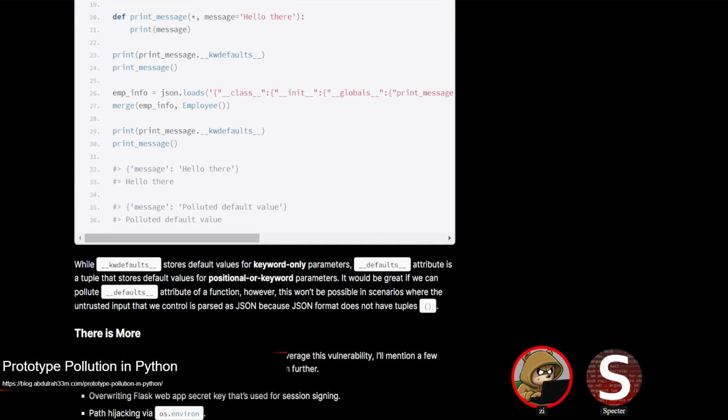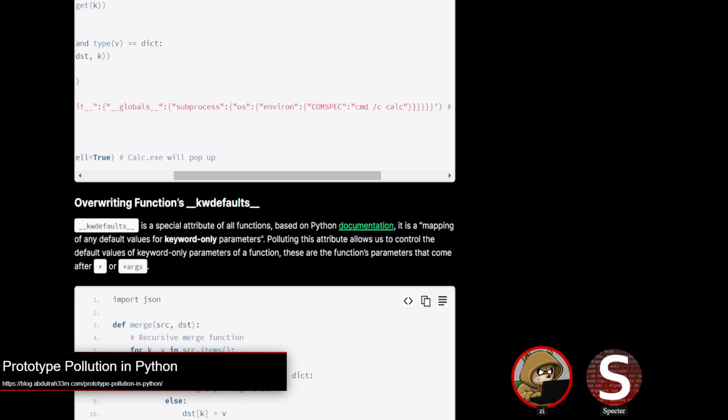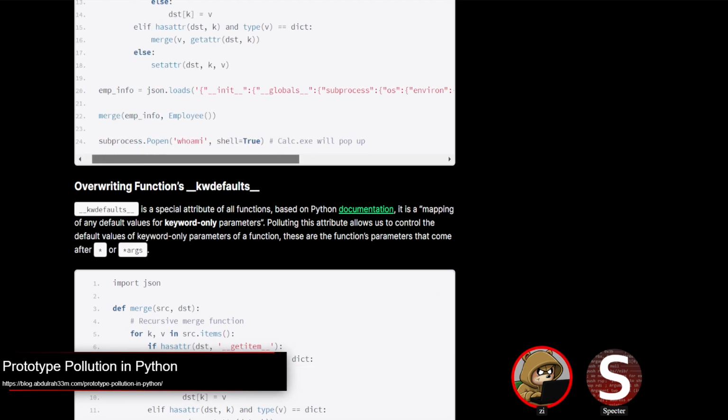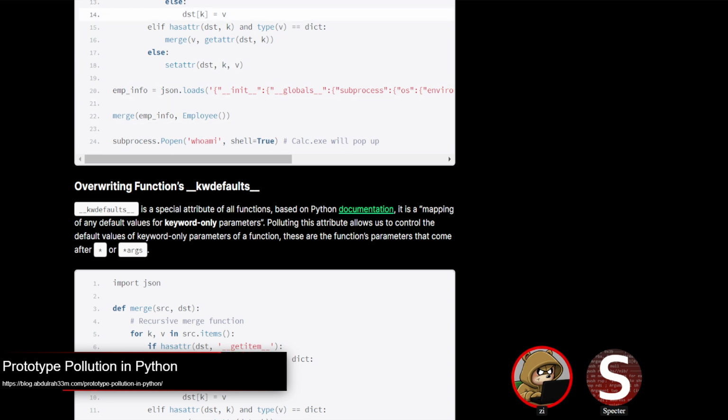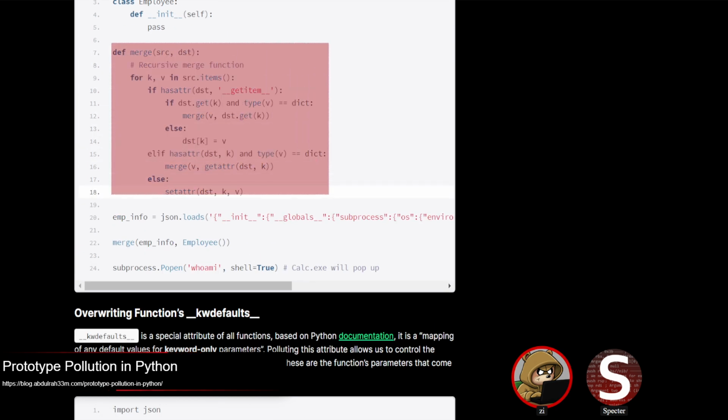They also talk about going after the KW defaults and default values, which are like the defaults for a method. So if a call to the method doesn't provide an argument, that's where it reads the defaults from. You can mess with that too. But I really thought this subprocess one hit home the potential damage that could be done with this. It does still rely on this merge primitive, which I haven't seen that often, but at the same time, it's not something I've looked for a lot when it comes to Python because I haven't really been aware of exploiting it in this way.